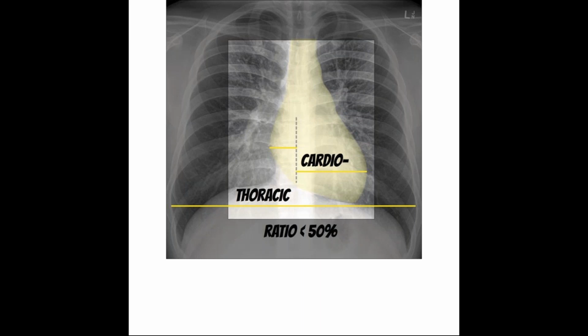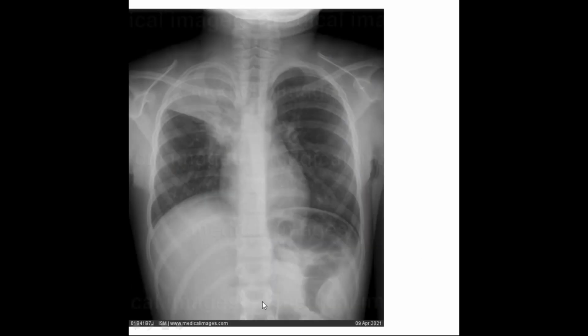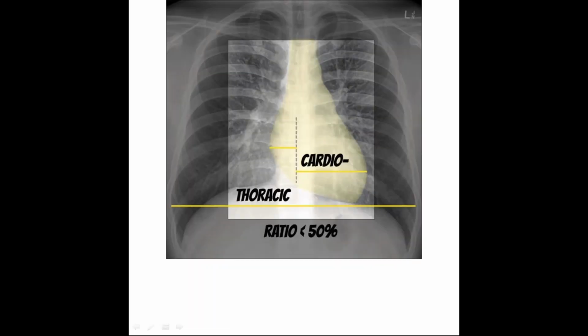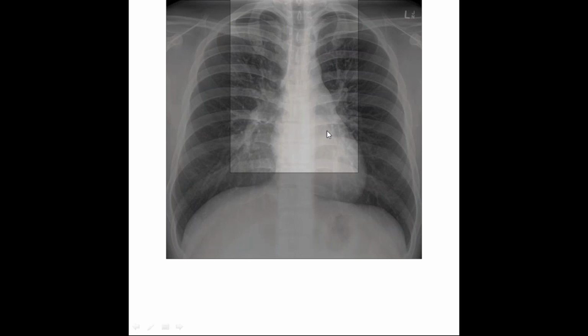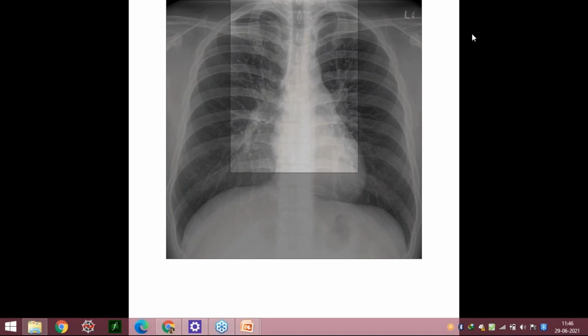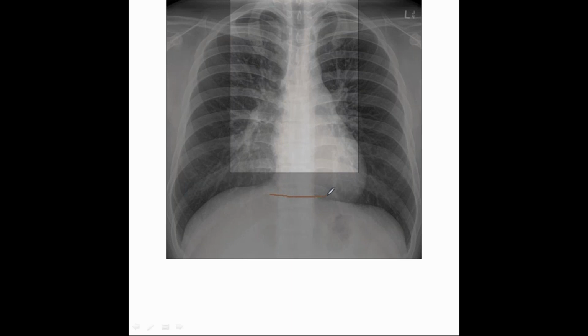So how you measure the cardiothoracic ratio is also very important. A common mistake people make is, wait a second. Like if I say measuring the cardiothoracic ratio in this, what people do is they measure this and then they measure this. So they will say that this is the cardiac dimension and this is the thoracic dimension.